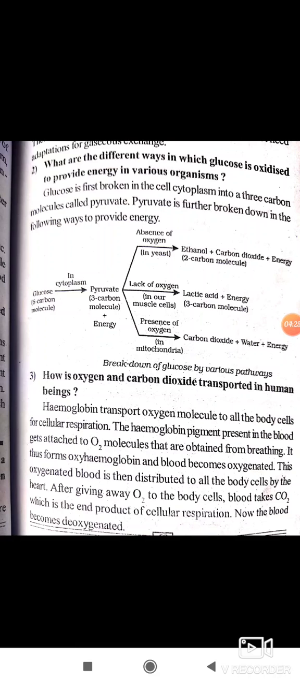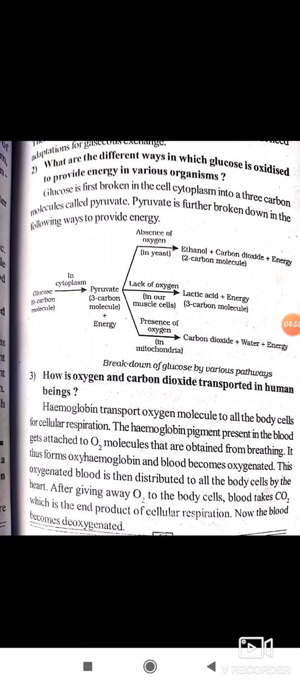And then, how are oxygen and carbon dioxide transported in human beings? Hemoglobin transports oxygen molecules to all the body cells for cellular respiration. The hemoglobin pigment present in the blood gets attached to oxygen molecules that are obtained from breathing. It thus forms oxyhemoglobin and the blood becomes oxygenated. This oxygenated blood is then distributed to all the body cells by the heart.